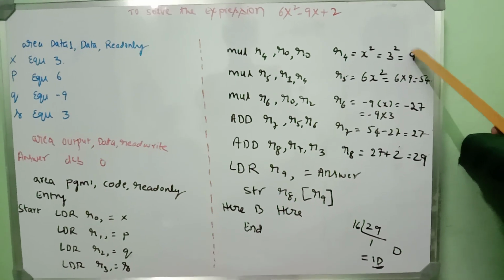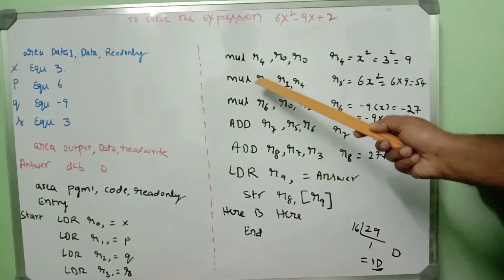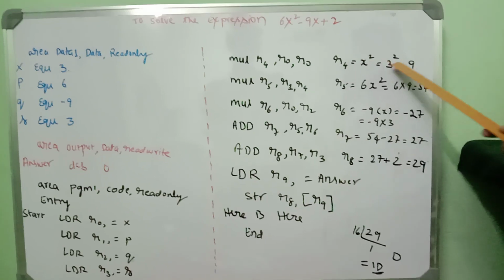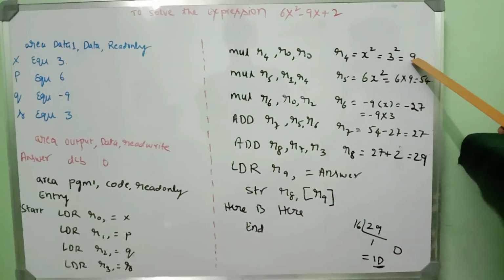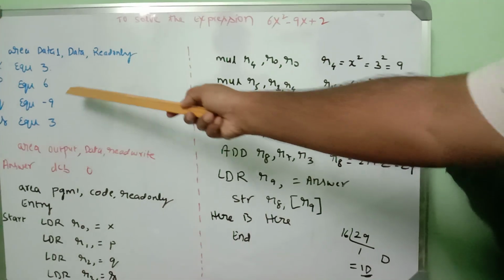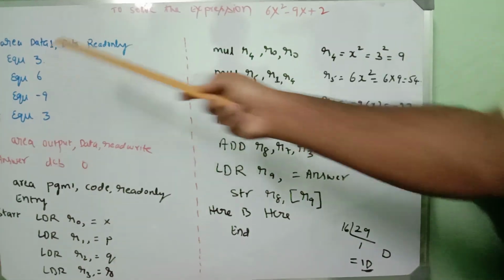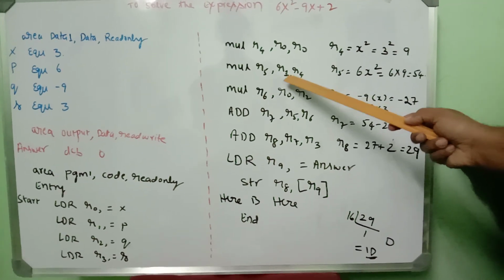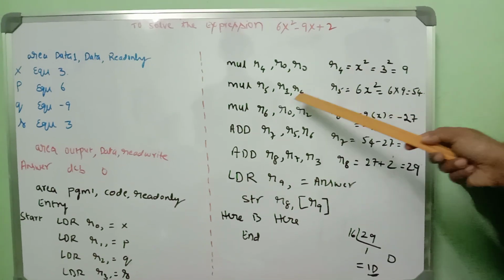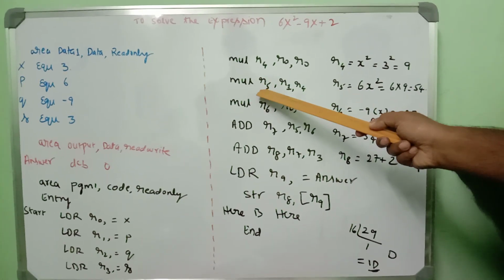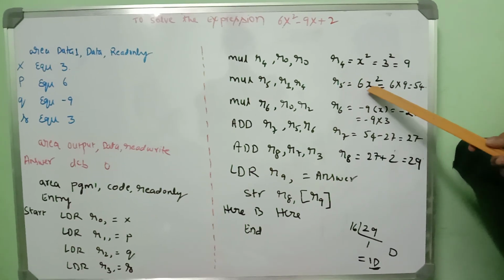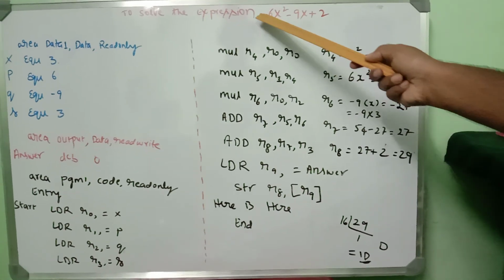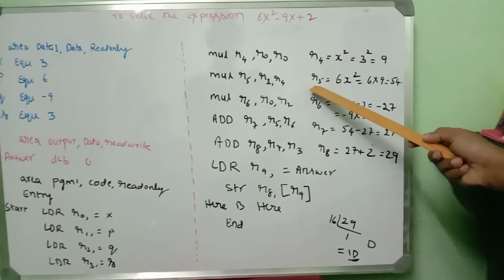Then followed by that, R5 is going to be the register where R1 and R4 are multiplied. R4 has got 9, that is X square is there in R4. R1 has got, what has it got? P. P means 6. So 6x square, 6 in R1. R4 has got X square. So 6x square will be stored in R5. So R5 is equal to 6x square. X square is 9. 9 into 6, 54 will be there in R5. So 6x square now arrives in R5.